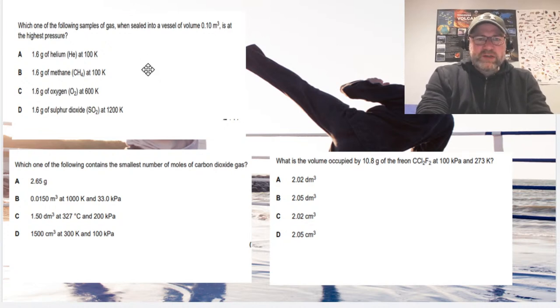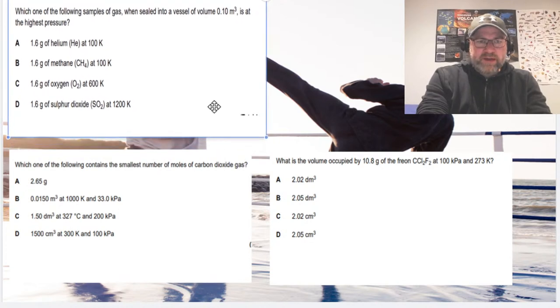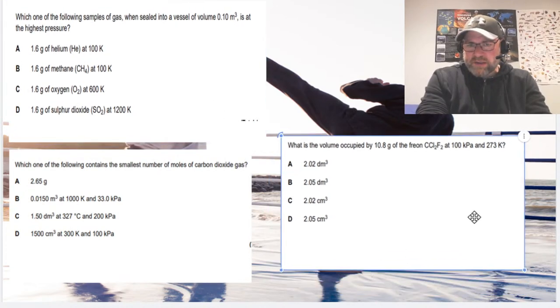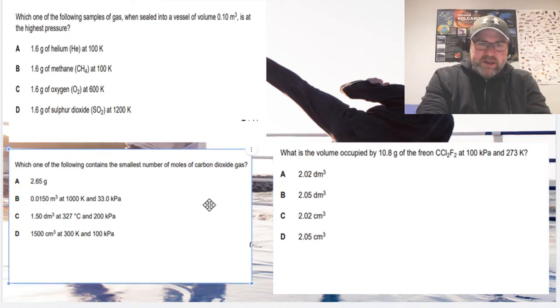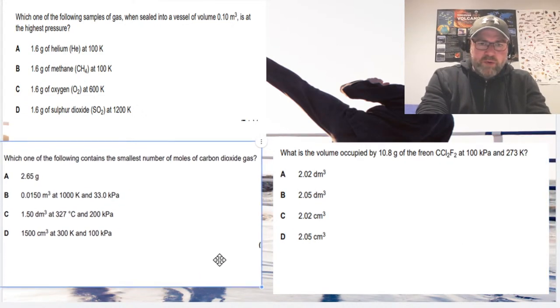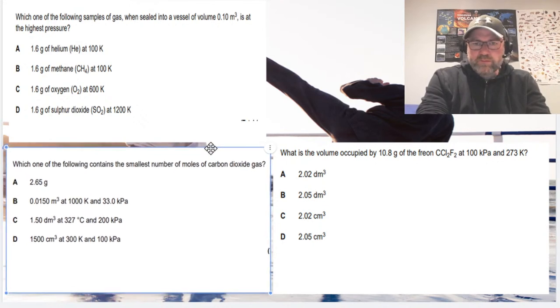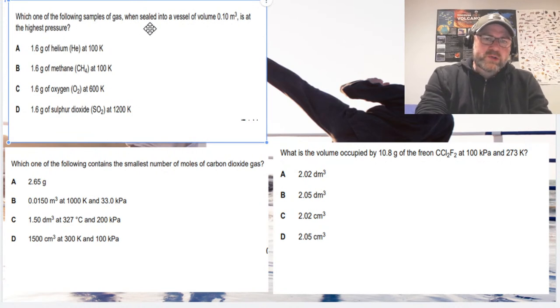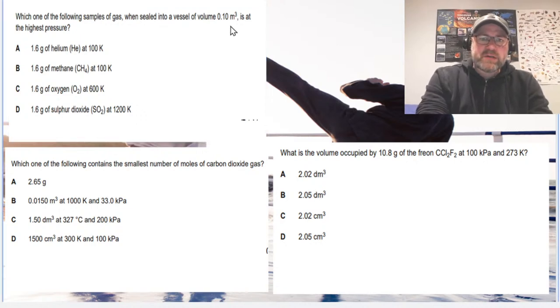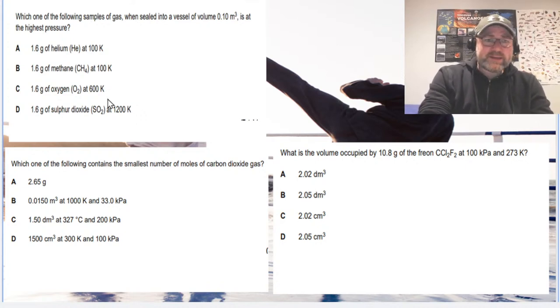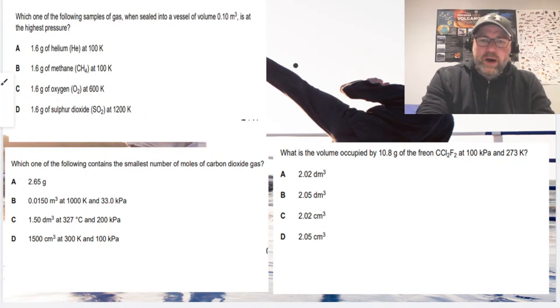We'll soon find out. These are all ideal gas equations. So I'm just going to finish after this. I'm going to stick around for another 10 minutes just to do these. You don't have to, but you'll need the ideal gas equation for all three of these. Which one of the following samples of gas when sealed in a vessel of volume 0.1 meter cubed is at the highest pressure? So which one of these is at the highest pressure? What we're going to do here, all of these require the ideal gas equation, PV equals nRT.